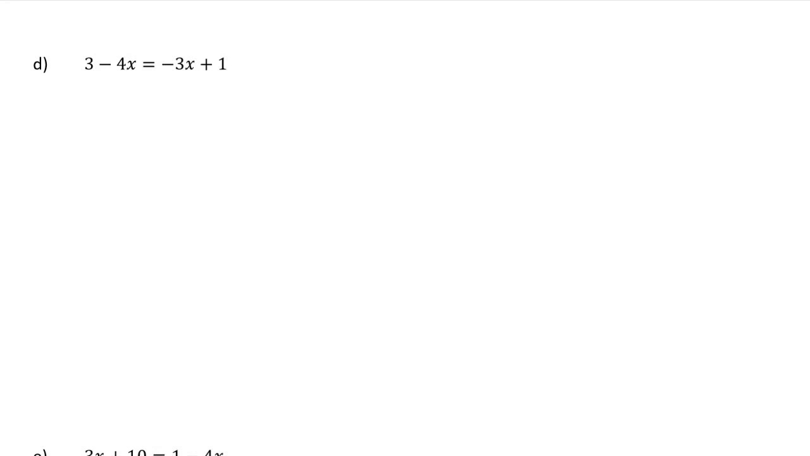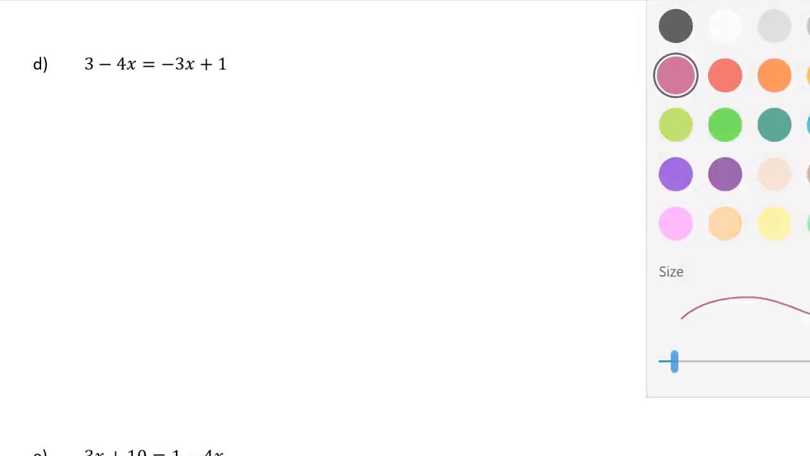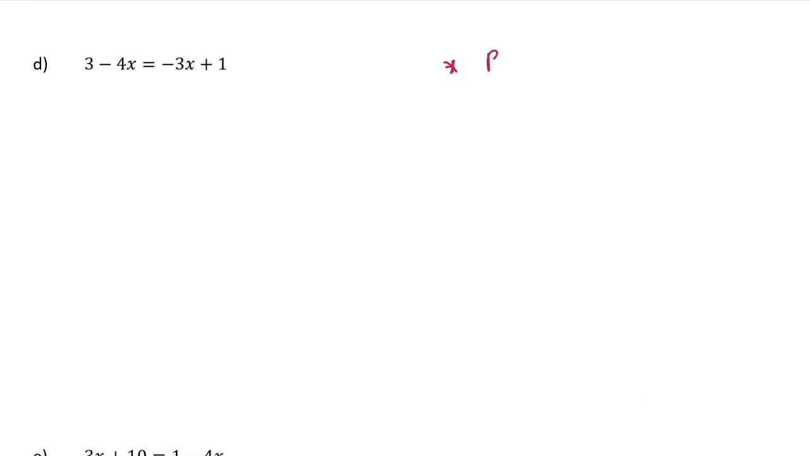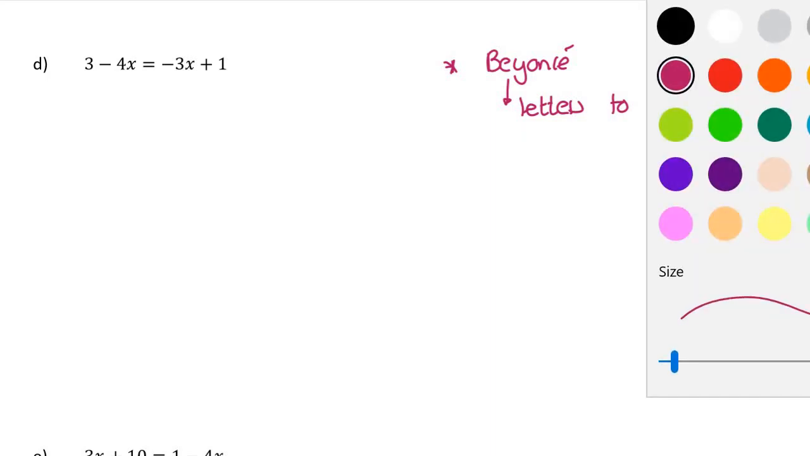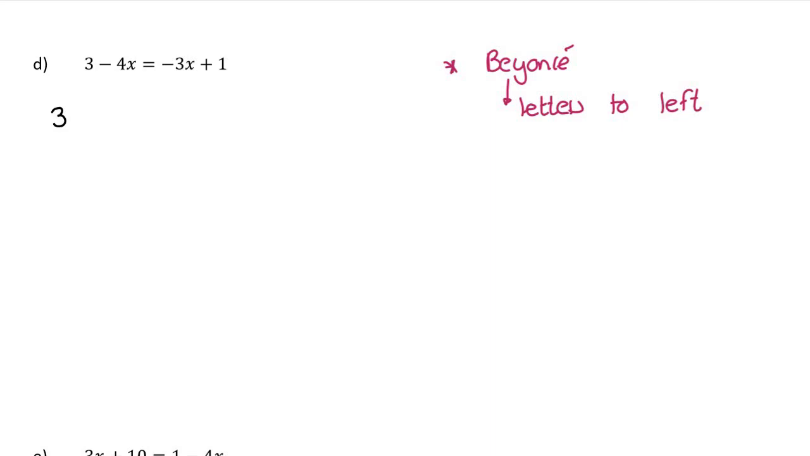Right, so let's try more of these Beyonce ones. So immediately I see question D. I see 3 minus 4x equals 3x plus 1. This is definitely a Beyonce type question because I see x's on both sides. So the moment it is a Beyonce type question, I must think letters to the left. And so immediately I'm going to write down the question and I'm going to identify which x's are in the so-called incorrect place. Now you notice when I write down, I often leave gaps so that I can do the same thing to both sides.